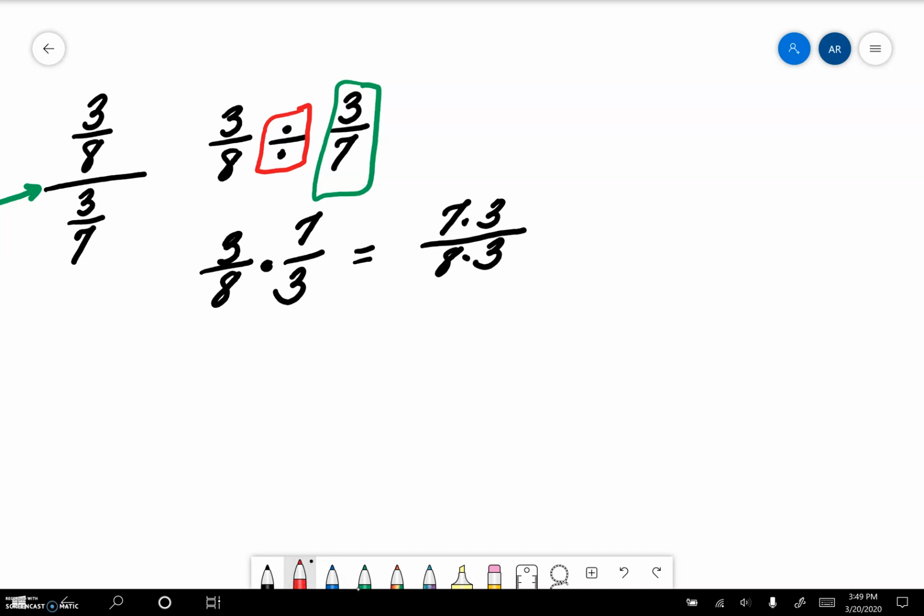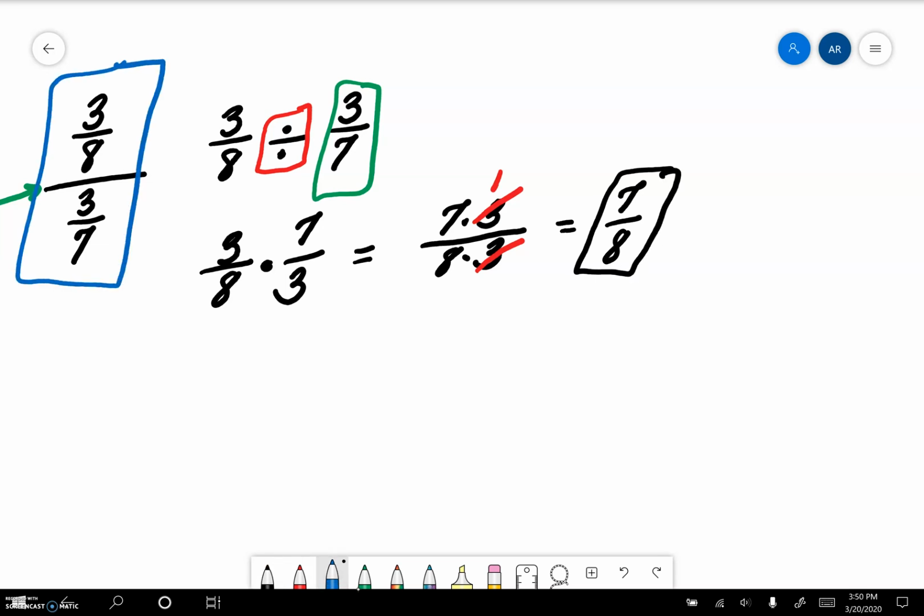And you can immediately see we have a 3 on the top and the bottom. That reduces down to a 1. So our final answer is 7/8. It looked very intimidating when it was in this format, but when you look at the actual process and the work, it's not a complicated problem. It's just a matter of rewriting it to get the correct answer. And that was number 13. Okay, let's move on to number 14.